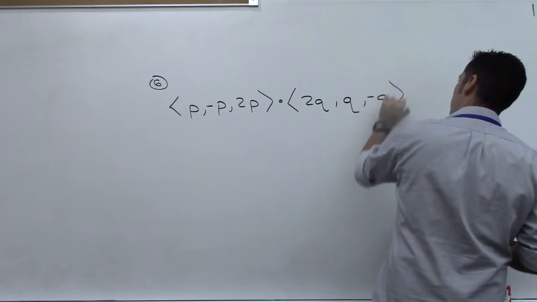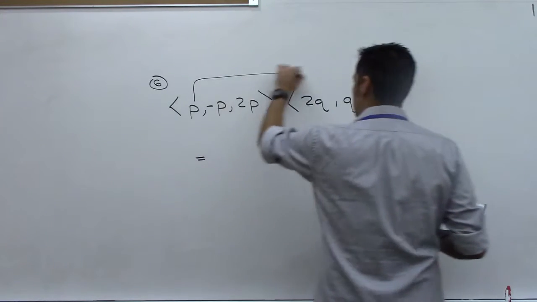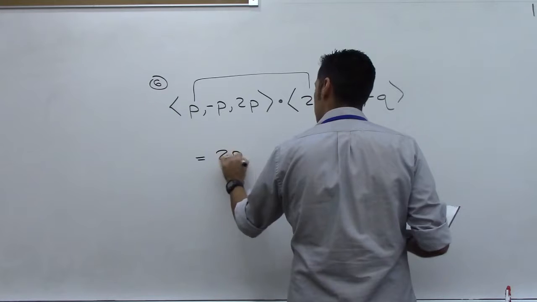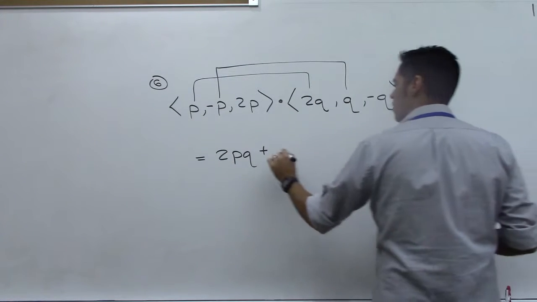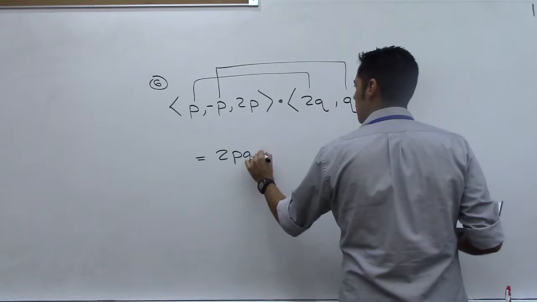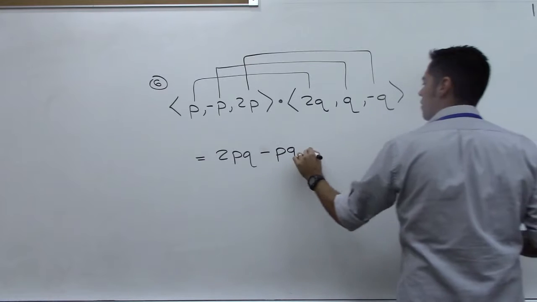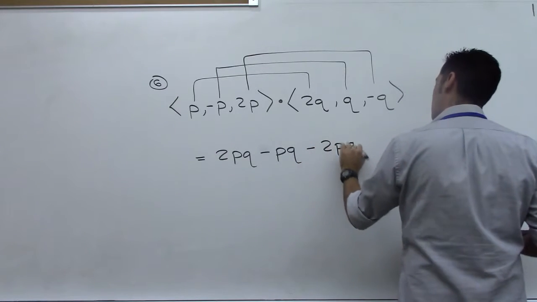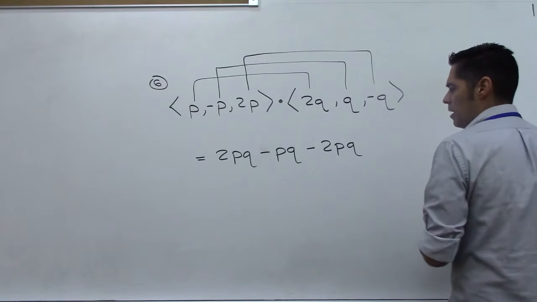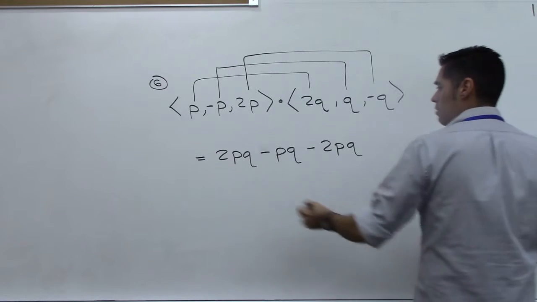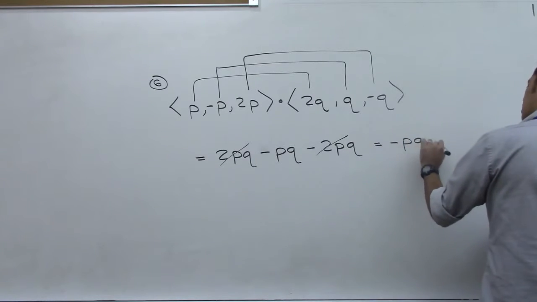-Q. So when we dot these two together, we get P times 2Q, which is 2PQ, plus -P times Q, which is minus PQ. And then 2P times -Q is minus 2PQ. And then we clean this up. These are all like terms. They're all PQ, P times Q. So these two cancel actually, and all you're left with is -P times Q.